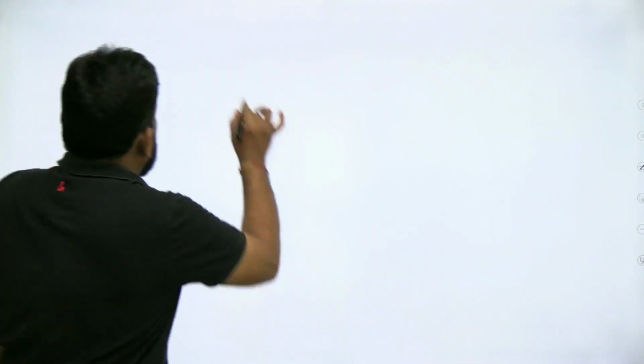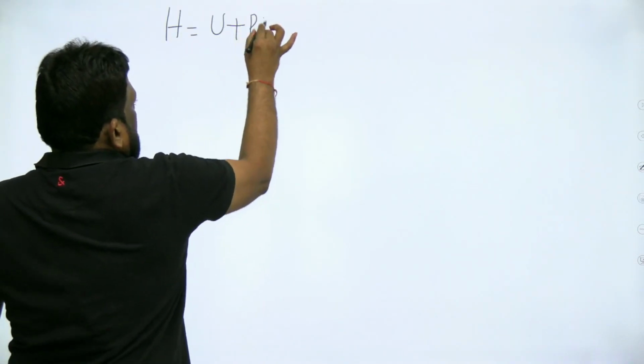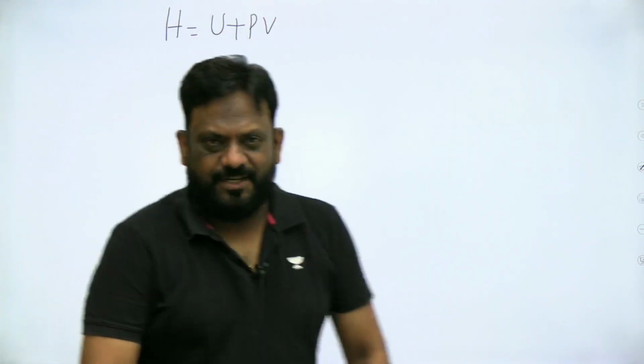Now the question arises: is enthalpy defined only for open systems? So what is the mathematical equation of enthalpy? H is equal to U plus PV. This is the mathematical definition. And what is it physically? The microscopic form of energy of flowing fluid.